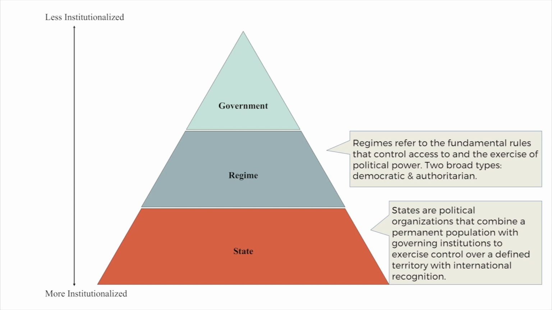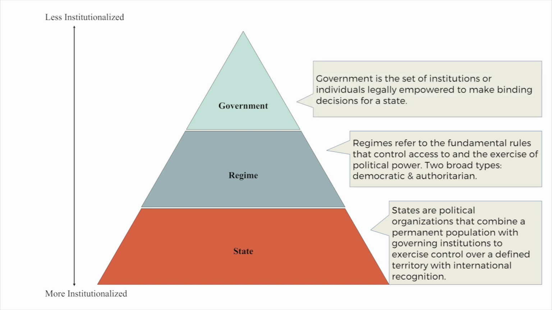Regimes are less institutionalized than states and do sometimes change. Changes in regimes occur when rules and institutions are changed. This can happen very slowly over time, or it can happen very suddenly through something like a coup or a revolution. Which leaves us with defining a government.